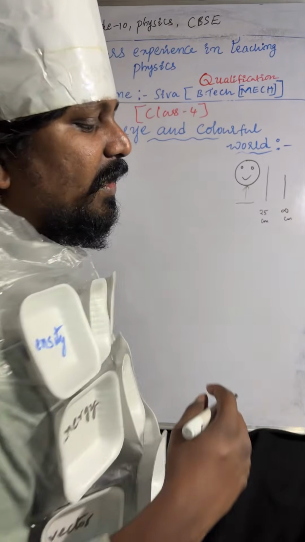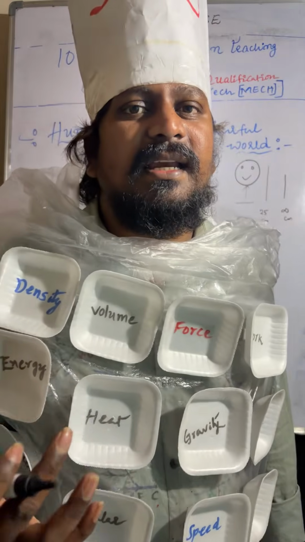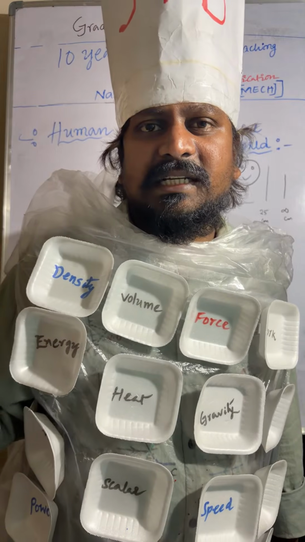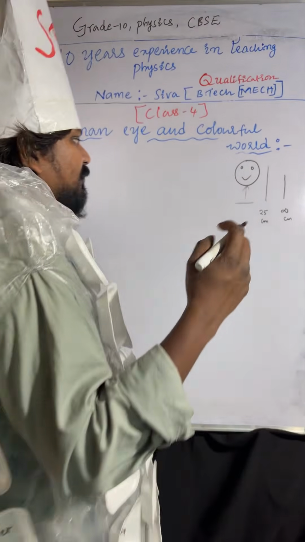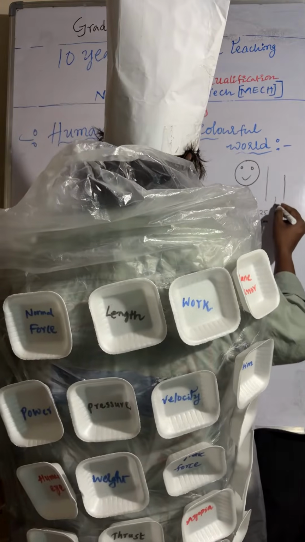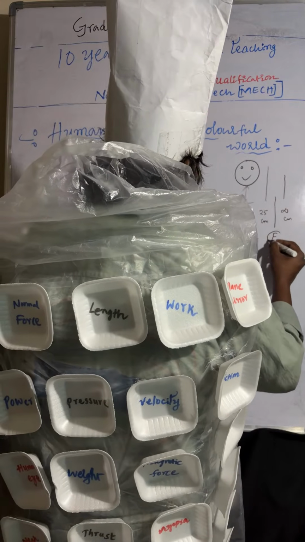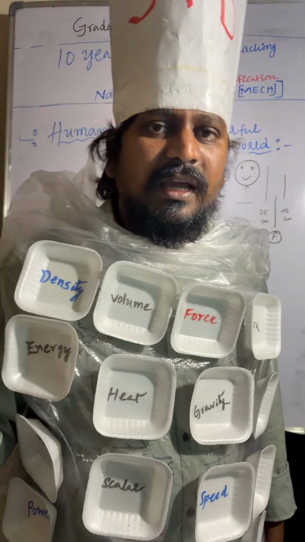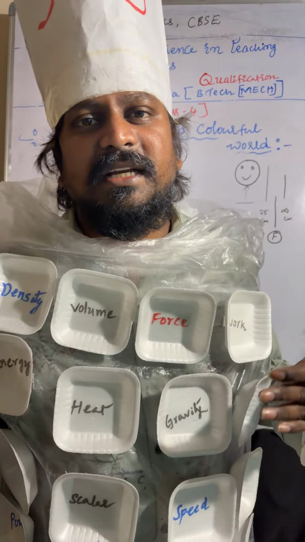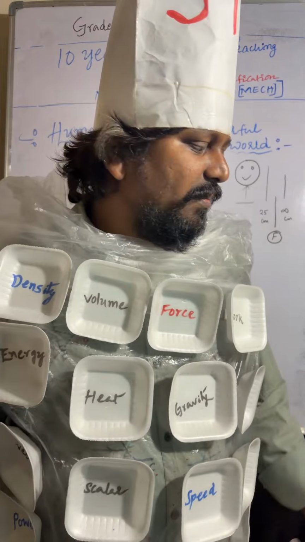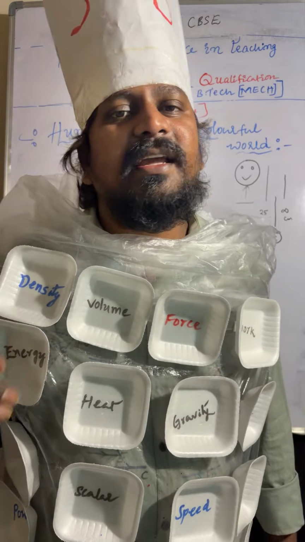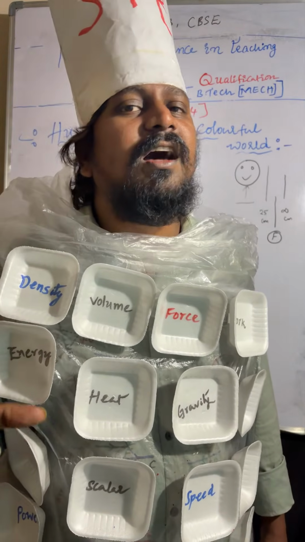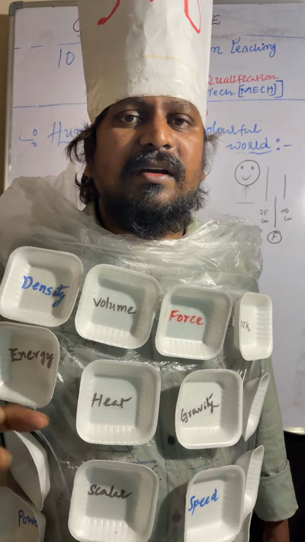So myopia is nothing but the person can see clearly the near point, but he can't see the far point. The near point is 25 centimeter, the far point is infinity. But the person who has myopia can see only between 25 centimeter and a limited point. That is the far point of the myopic eye.